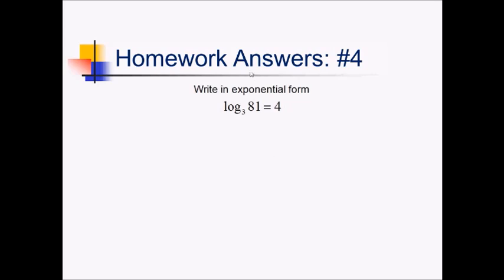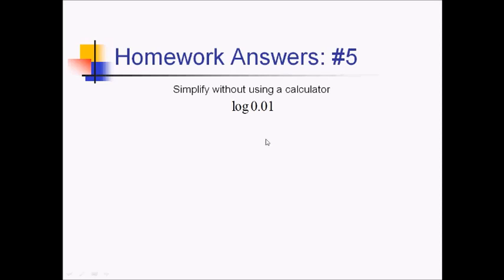For number 4, we're being asked to write this expression in exponential form. So the base of 3 is going to remain a base, and we're just going to switch the input and the output here. So we're going to have 3 to the fourth equals 81, which is a true statement. For number 5, we're asking, in the invisible base 10, 10 to the what power equals 0.01, or 100th. So this would end up being the negative 2 power.